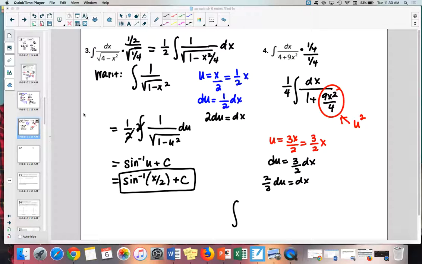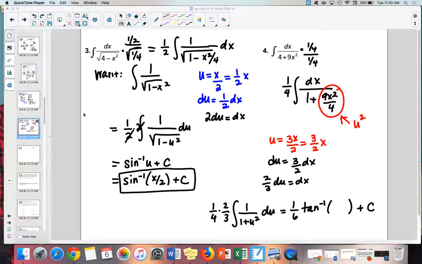So as we start replacing, we still have our 1/4 from before. We're going to have our 2/3 from the du. And we do get our 1 over 1 plus u squared like we want. So we're going to get 2 over 12, which is 1/6 inverse tangent of our u plus c.